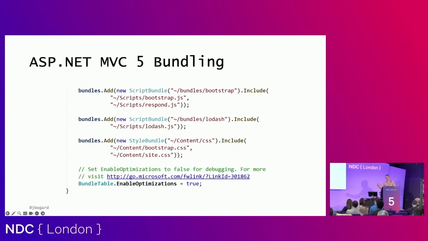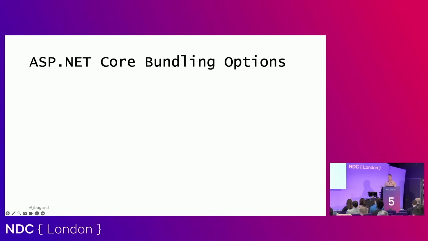So coming to ASP.NET Core, where there doesn't exist an out-of-the-box bundling and minification solution, we're like, well, we don't want to not do that anymore. We still want to bundle and minify our static assets, but what's possible for us here?